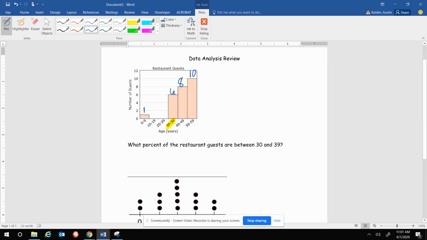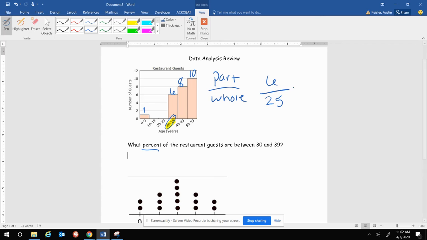So if I want to find a percent, I'm going to need a fraction first. It's what we always got to start with. So it's always going to be part over whole. The part I'm looking for, we already said, is this 30 to 39, which is 6. And then if I add all these up, I'm going to get the total. So 1 plus 6 is 7. 7 plus 8 is 15. And then 15 plus 10 is 25. So there's my fraction. It is not 6% because percents are out of 100.